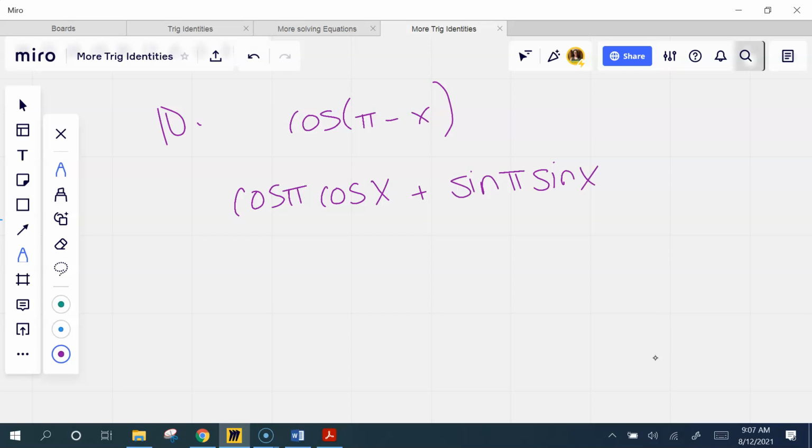What's the cosine of pi? -1. What's the sine of pi? 0. So this is just negative cosine x, and we move on to number 11.